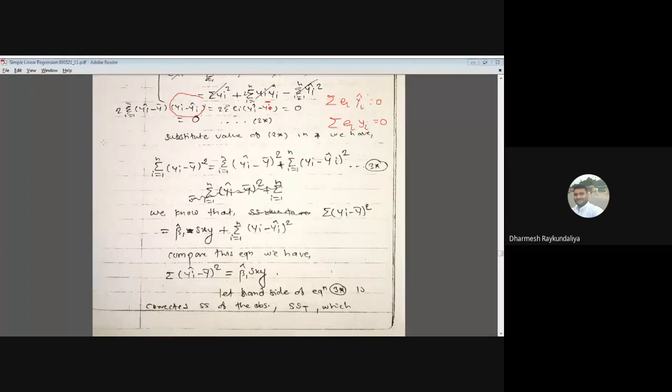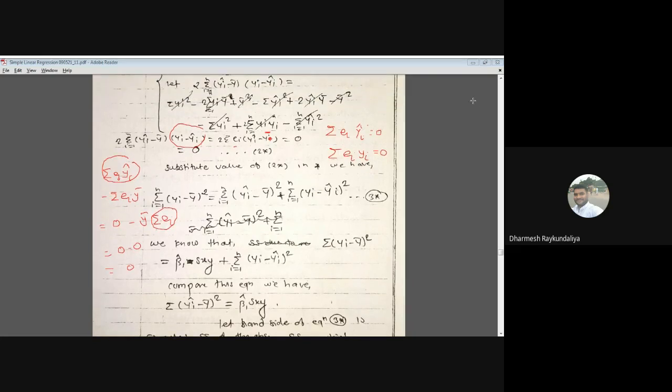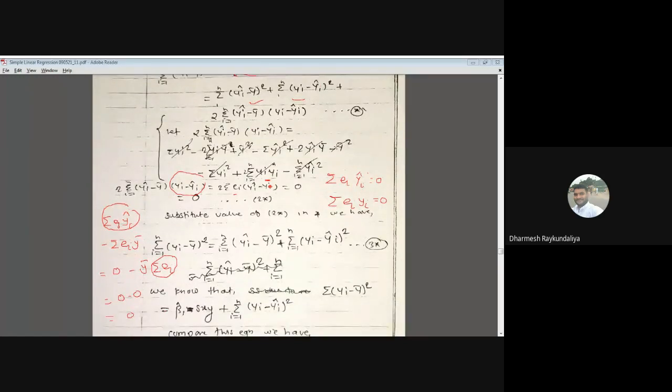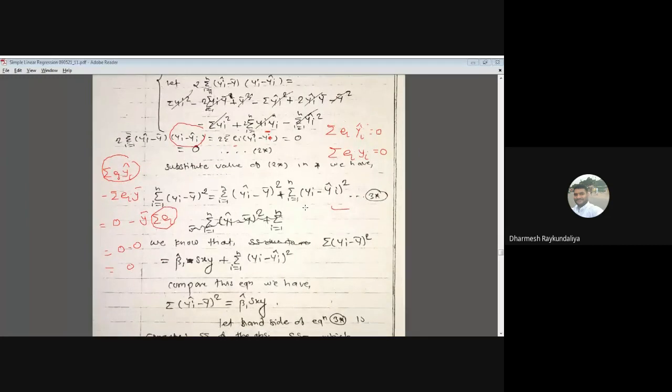I can write ei yi cap minus ei y bar. The first is 0, and for the second, y bar is common and the summation of ei is also 0, which we have already proved. So it is 0 minus 0, that is 0. That means twice this part is 0. So the summation of yi minus y bar square is split into two parts: the summation of yi cap minus y bar square plus the summation of yi minus yi cap square.